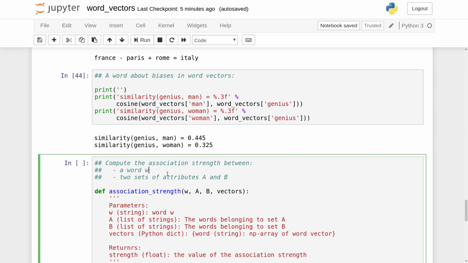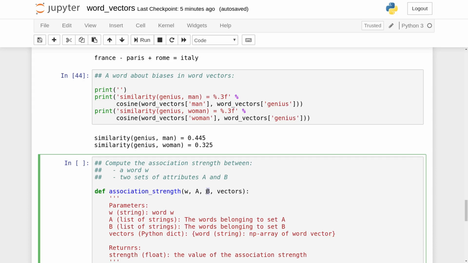to test the bias in the word vectors, there are different ways to do that, but here we're going to use the association strength. So we're going to measure some form of association strength between a word W and sets of attributes A and B. For example, suppose we have the word man, and then we have a set of attributes that contain information about career. Let's say salary, office, management, profession. And then we have a different set like home, parents, children, food.